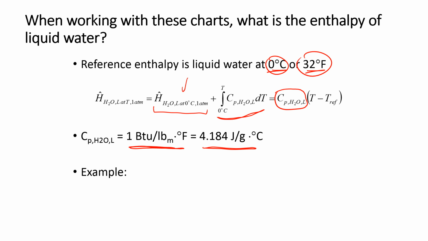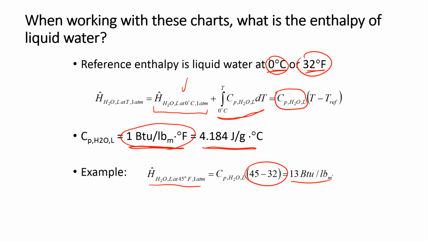So let's go over an example then. If we have liquid water at 45 degrees Fahrenheit and 1 atmosphere, then we would use the heat capacity. Let's go ahead and use this one right here, and then we just multiply by the delta Fahrenheit. That gives us 13 BTUs per pound mass.